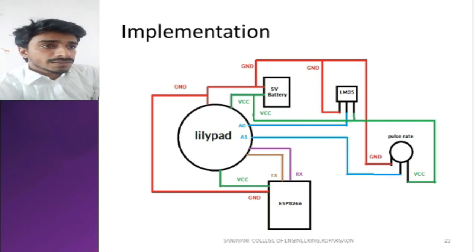The sensors send the data to the LilyPad. The LilyPad sends the data to the ESP8266. The ESP8266 VCC and ground connect to the LilyPad, and RX TX is connected to the LilyPad RX TX, and the data can be shared to the cloud.